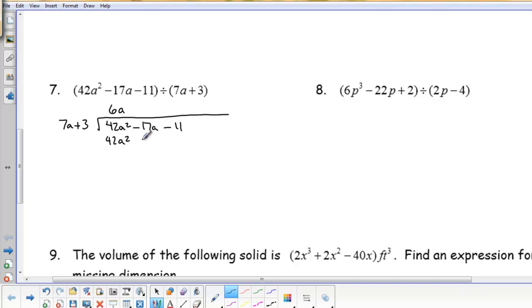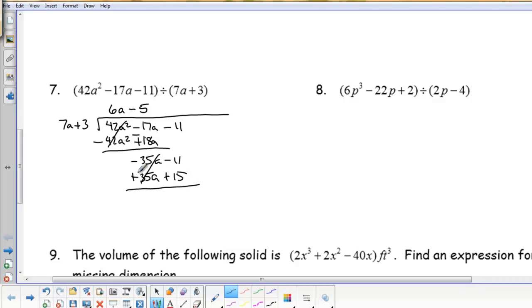42a squared plus 18a. Draw the line, change your signs. That cancels. My check is still in place, and I get negative 35a minus 11. What number times 7 equals negative 35? Negative 5. Multiply the negative 5 throughout the entire binomial. Negative 35a minus 15. Draw the line, change your signs.